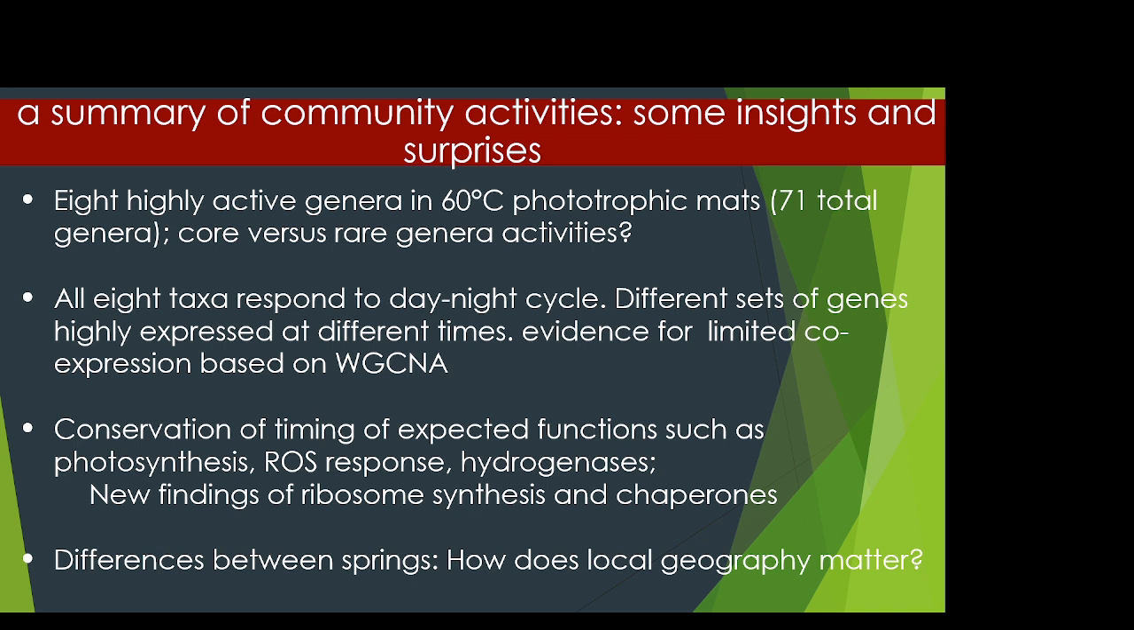So I told you already that there's these highly active 8 genera. They all respond to day-night cycle, and different sets of genes are highly expressed at different times. But the real question, I think that's most fundamental to this, is who is driving this? Is it the cyanobacteria that are driving it, producing excess sugars or carbon, and everybody else kind of follows? What is the role of the anoxygenic guys?